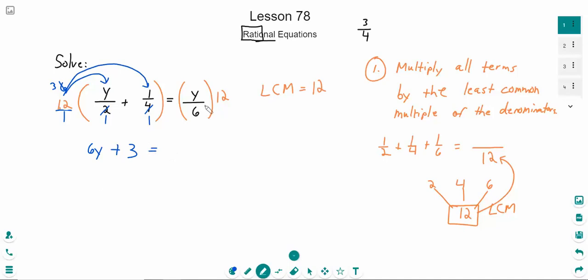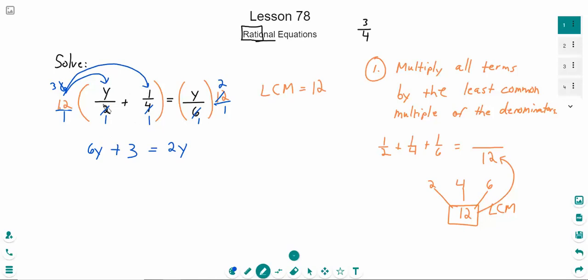Equals, on the right-hand side, if we multiply this by a 12 over 1, the 6 will cross-cancel, and we're left with a 2 times the y. It's going to give us 2y, right? So you see how our denominators were eliminated. And they were eliminated by multiplying everything by the least common multiple of all the denominators.